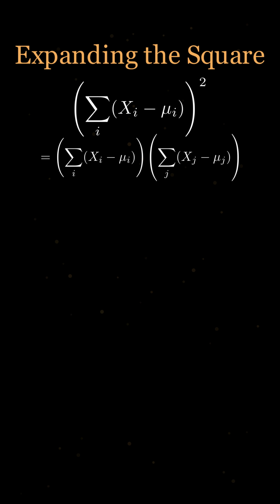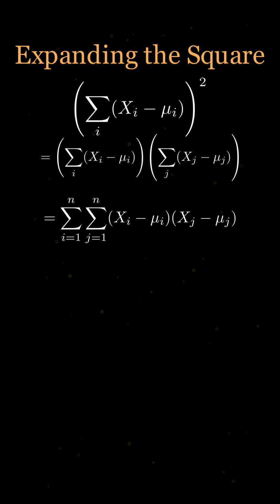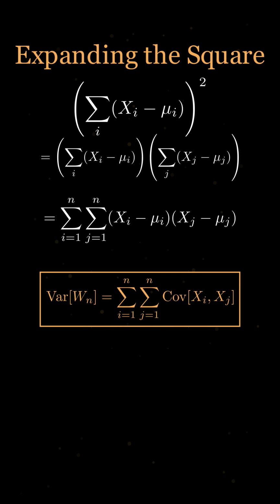Expanding the square. The squared sum expands as a product, the sum over i times the sum over j. Distributing gives a double sum over all pairs i and j. Taking expectation inside, each term becomes the covariance of Xi and Xj. The variance of Wn equals this double sum of all covariances.